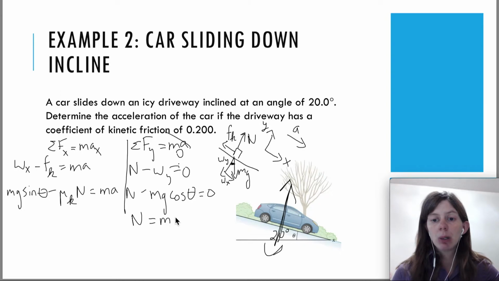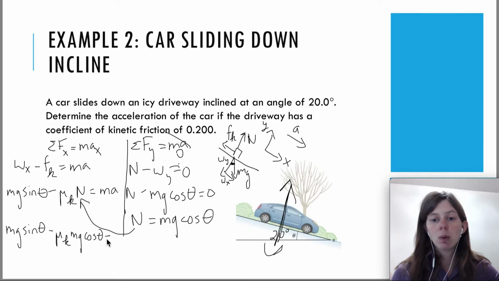And this is very typical when you have friction in a problem. You're going to solve for the normal force in the y direction, and then you're going to plug that in the x direction. So let's do just that. So we have mg sine theta minus mu k times mg cosine theta equals ma.